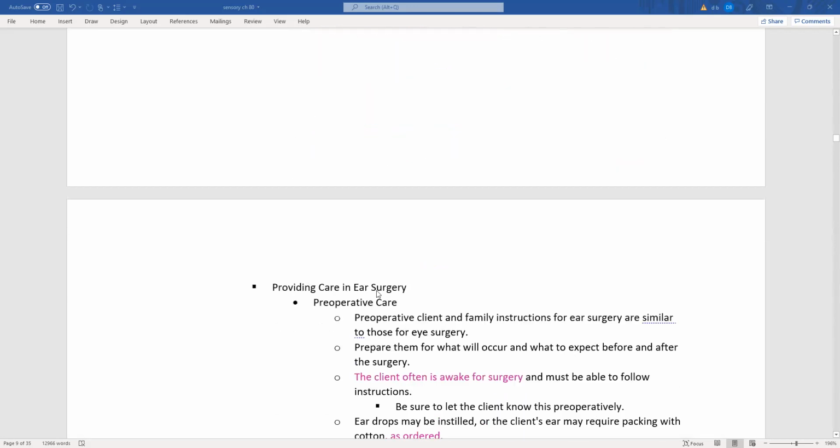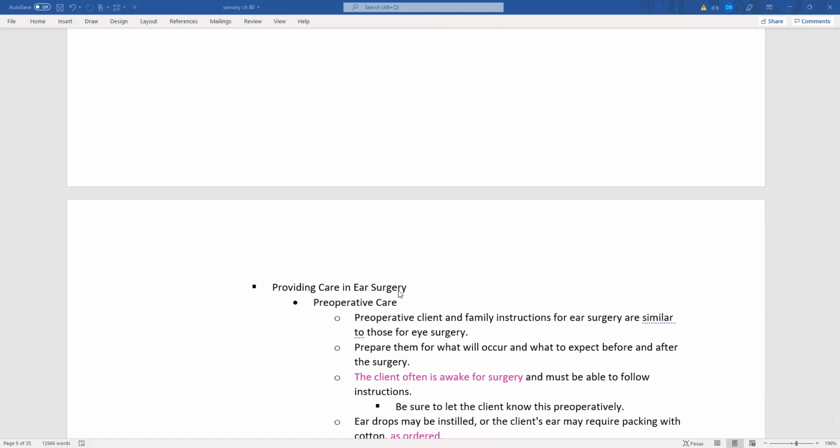So, providing care in ear surgery: preoperative care. What you need to know about this, we already talked about. It's the same as for any surgery. What are we going to do as nurses when these patients come through the door and have to have these types of surgeries?